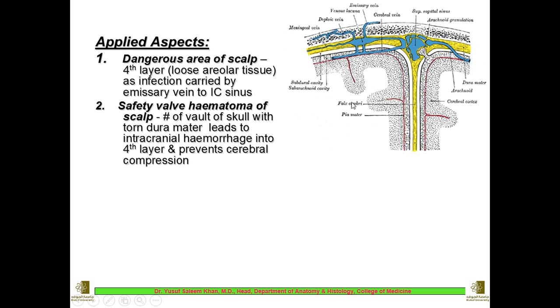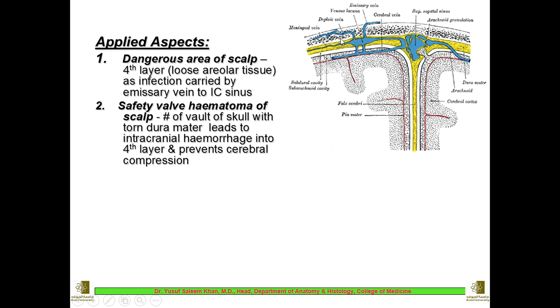So these emissary veins might start draining in the opposite direction, into the scalp. This blood will be collected in the scalp and might look like a big trauma. It might look dangerous, but actually this is called the safety valve, because it lets out the excessive blood collected in the cranial cavity and prevents damage to the brain. So this is called the safety valve hematoma of the scalp, in the fourth layer.